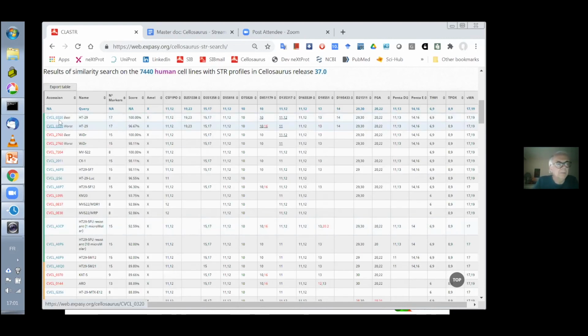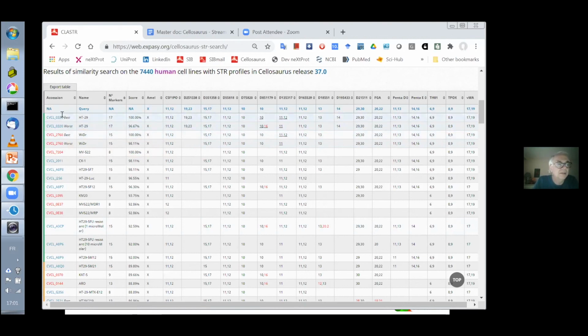You can see here best and worst. Maybe I need to explain this. And you can see things in red. Red is easy to explain. Those are contaminated cell lines. So here it shows you some contaminated cell lines which have an STR profile very similar to HT29 because they derive from HT29.